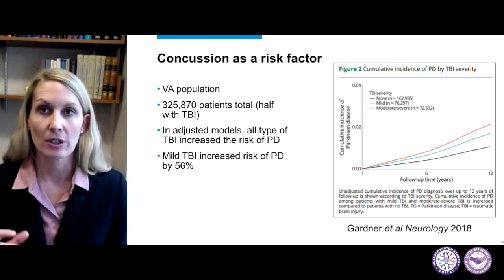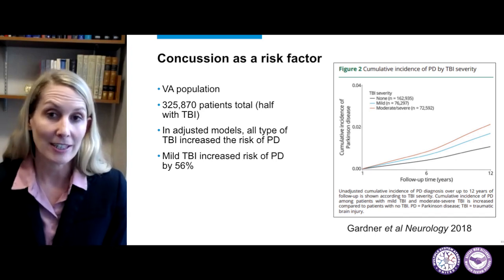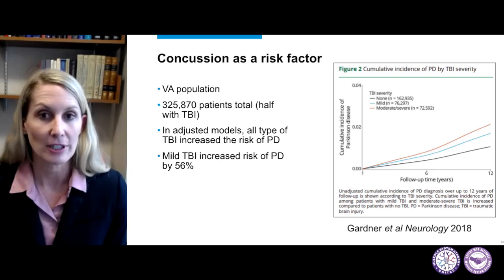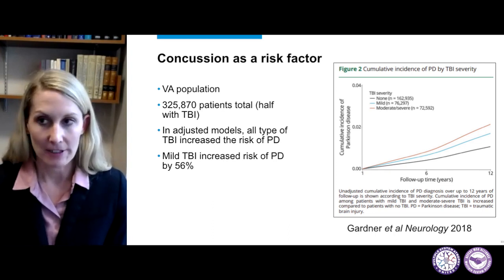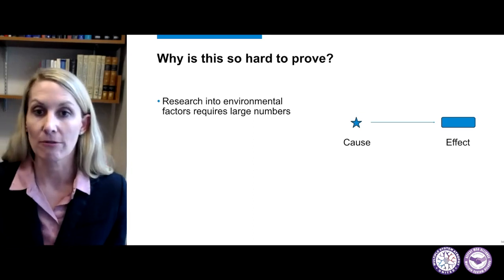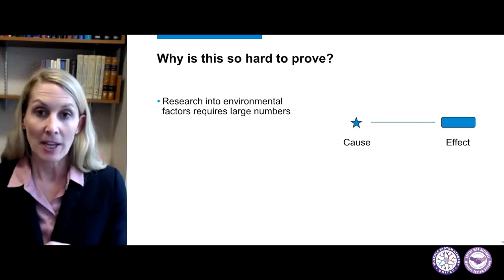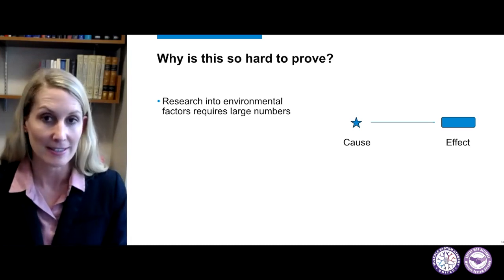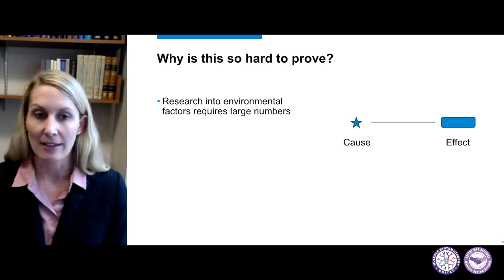But I think that's important to know and something that we can keep in mind as those concerned about MSA, and think about concussion being a potential risk factor for the development of MSA, though it hasn't been fully studied in this MSA disease population. And you might say, well, why hasn't this been studied in MSA? Part of it is that these studies to look at environmental factors, and specifically doing a cause and effect, are very difficult, in part because it involves really large numbers. So we saw 325,000 patients in that Parkinson's disease study, which could be done in Parkinson's because it is so much more common than MSA.